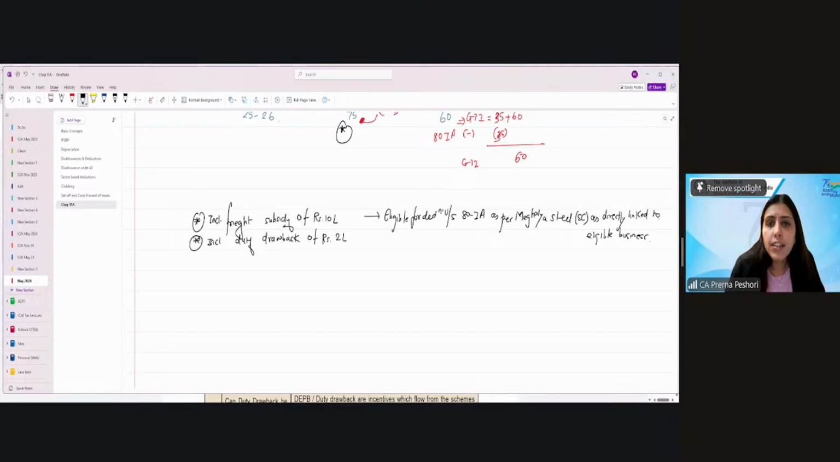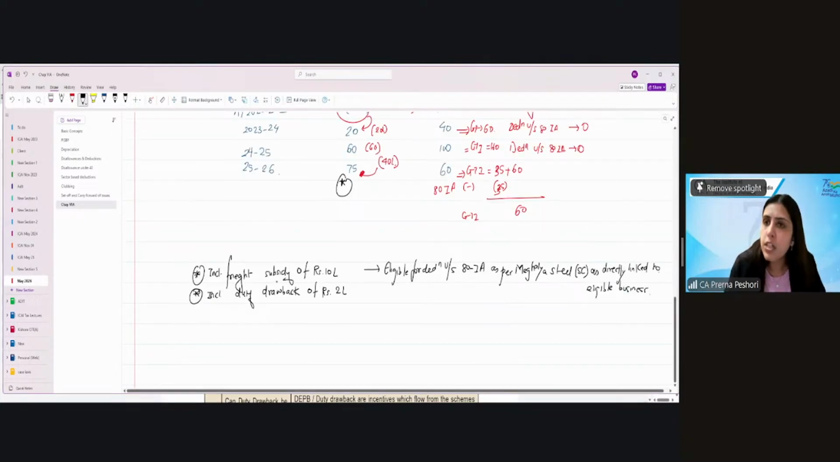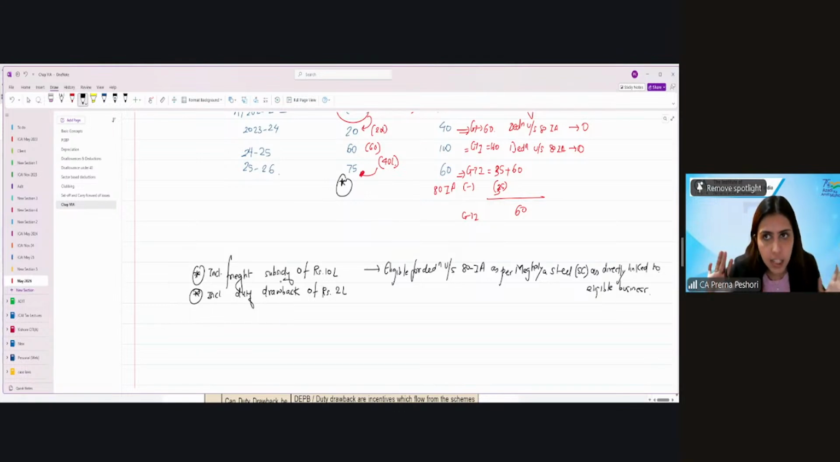Clear? So even if under the 75 lakh, this 10 lakh of freight subsidy is included, on that also you'll be eligible to claim the deduction under ATIA. Is this clear, students? Yes, any question, any doubt? Clear, ma'am. Now, what about the duty drawback? What is a duty drawback? It is the duty paid first, then it is reimbursed to the company by the government. Correct. Now, are they directly linked to the eligible business?